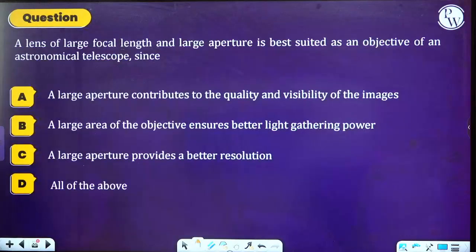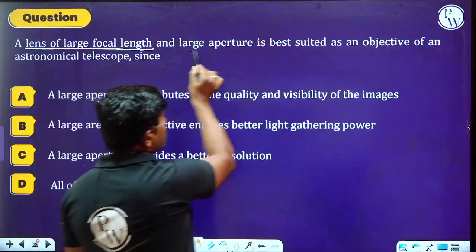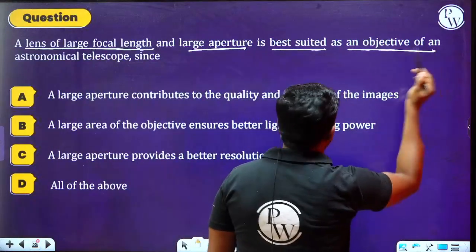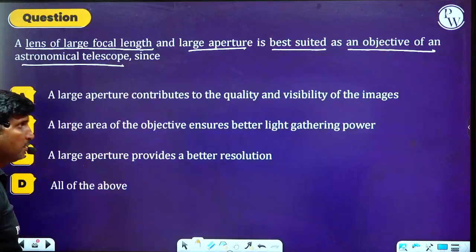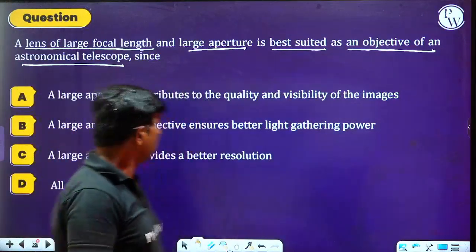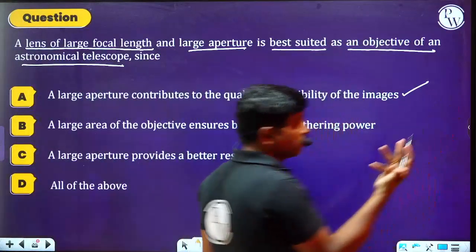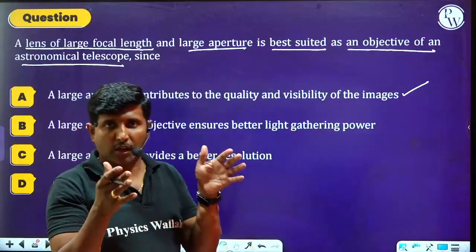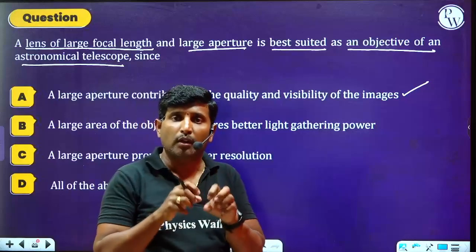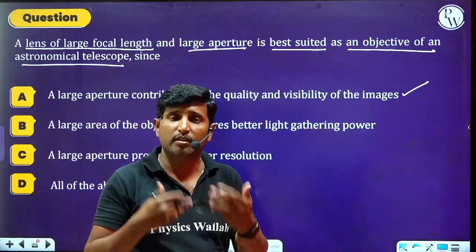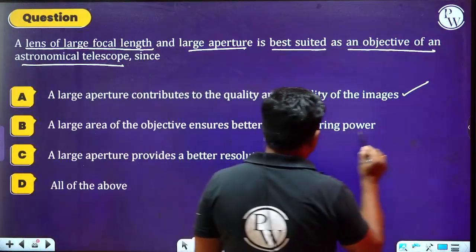Move on to the next question. What they are saying to us: a lens of large focal length and large aperture is best suited as an objective of an astronomical telescope. Observe this. A large aperture contributes to the quality and visibility of the images. It is correct. Whenever the aperture is large, a large amount of light will be incident and it will produce an intensified image. So the large area of the objective ensures better light gathering power.